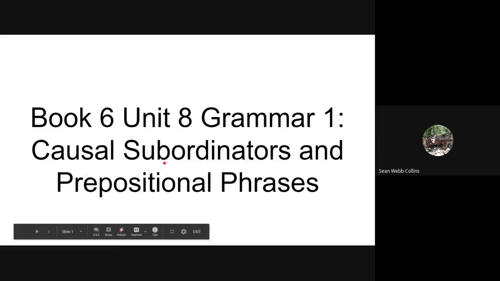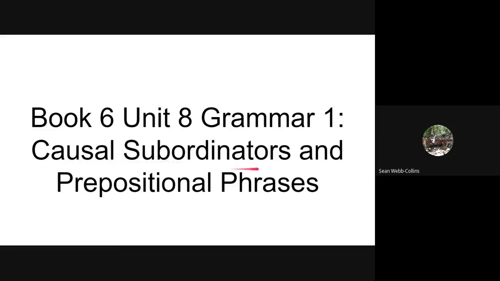We should also note that when we're using causal subordinators, this will determine whether or not we use a comma. So if we start the sentence with the subordinator and dependent clause, then it would be separated from the main independent clause by a comma. But if the sentence begins with the main independent clause, then there is no comma.